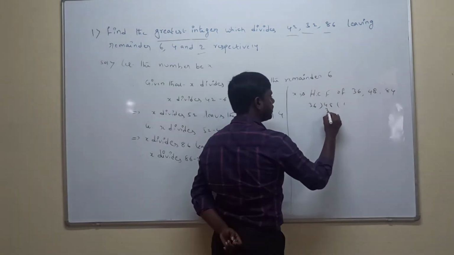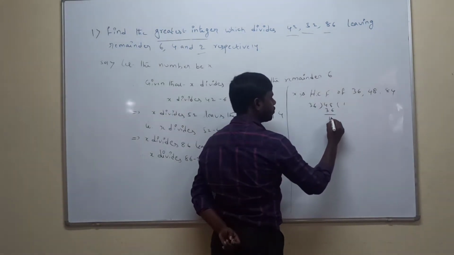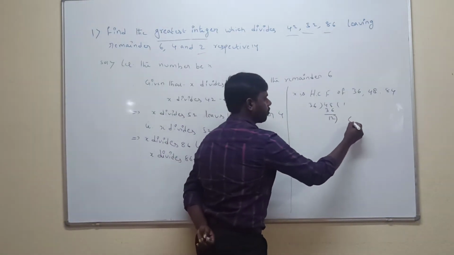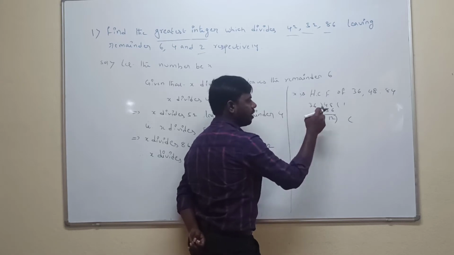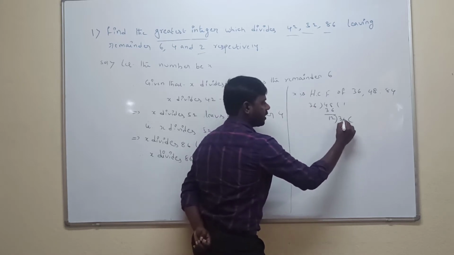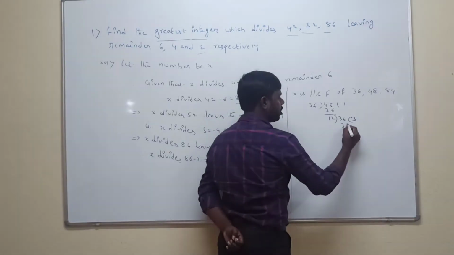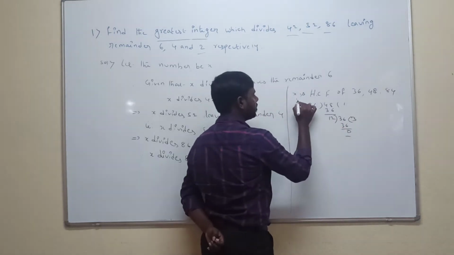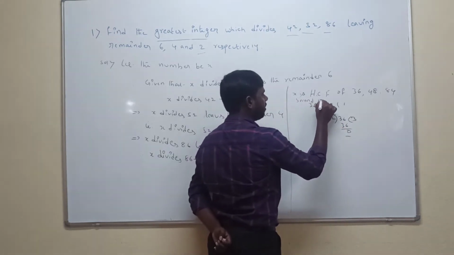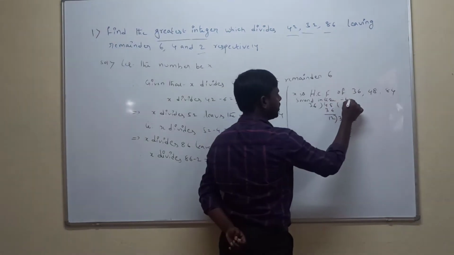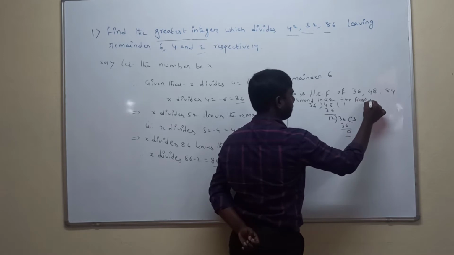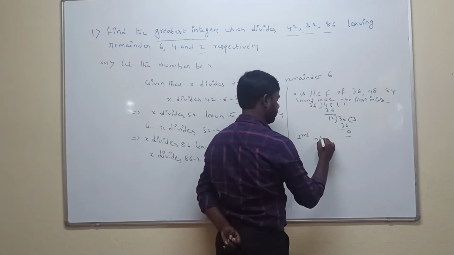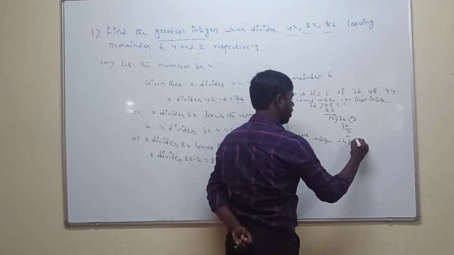36 times 1 is 36. 48 minus 36 is 12. The remainder is not 0, so we divide the first divisor by the first remainder. The first divisor is 36. 12 times 3 is 36. When the remainder is 0, the third integer is divided by the last divisor.